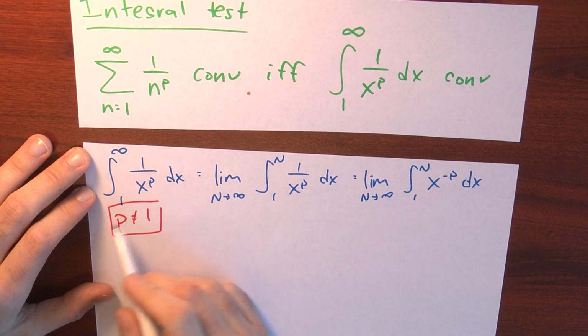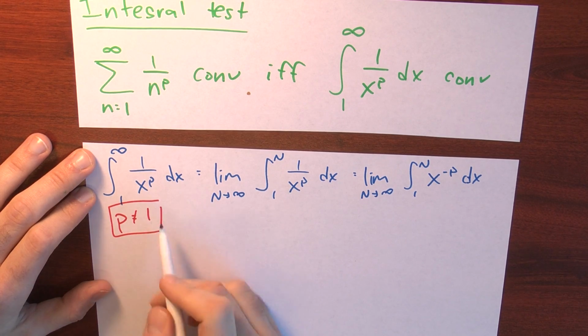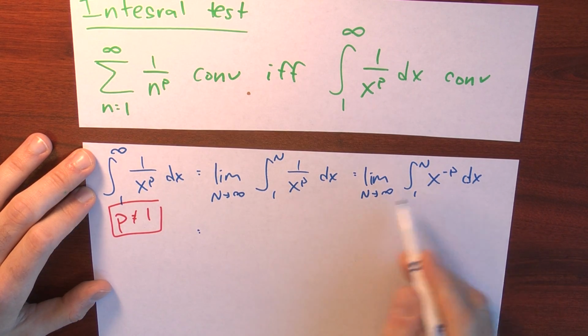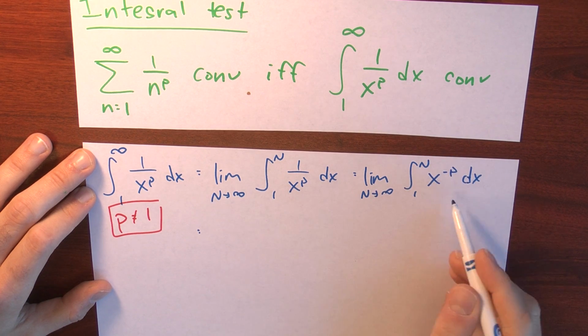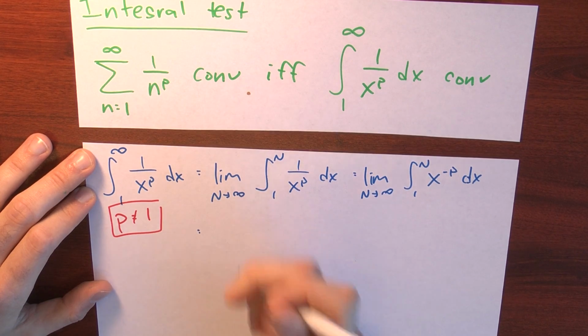But we've already handled the case where p is 1 anyhow. That's just the harmonic series. Okay, so let's keep going. Assuming that p is not 1, then I can evaluate this definite integral by finding an antiderivative of x to the minus p, via the fundamental theorem of calculus.